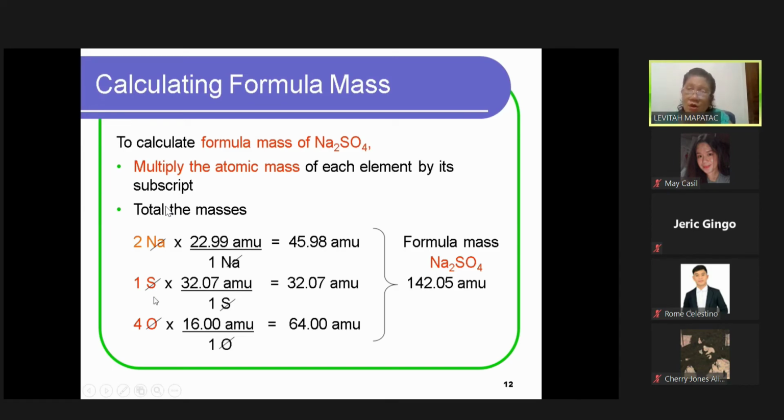For sulfur, go to the periodic table, get the atomic mass of sulfur, that is 32. Cancel your sulfur here, 32. For oxygen, that is 16. But there are how many atoms of oxygen? There are 4. Therefore, it's 64. Sum it up, that is 142.05 atomic mass unit. Okay? I hope you get it.